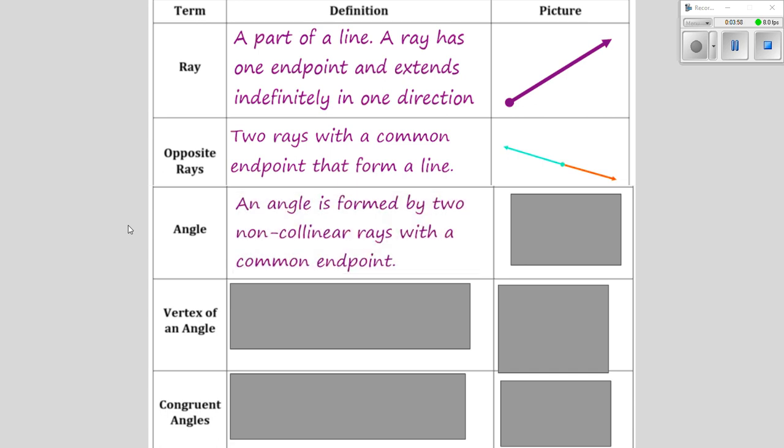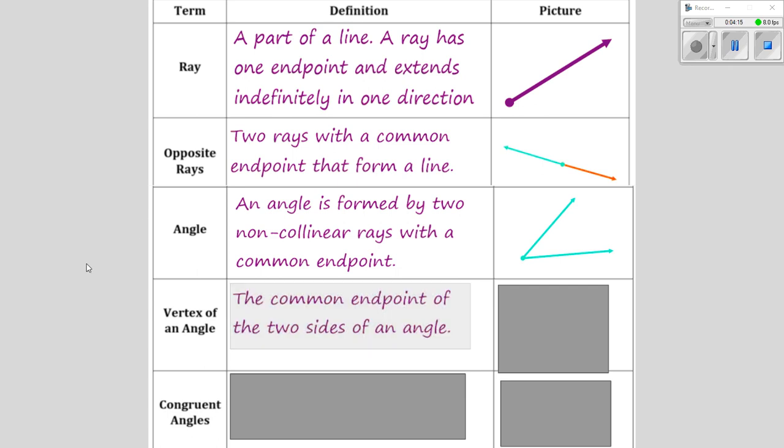An angle, you've seen an angle, different shapes, forms, sizes. So an angle is formed by two non-collinear rays with a common endpoint. And in the picture, you have these two rays, and they have a common point. This common endpoint is called the vertex of an angle. So the common endpoint of two sides of an angle. And this is what I circled with the green angle. So where those two rays meet, the vertex is formed, the common point.